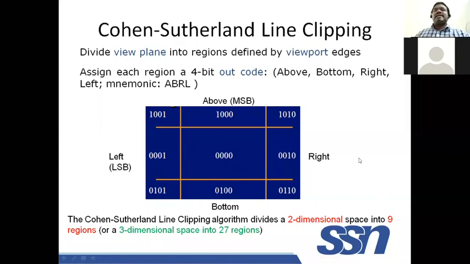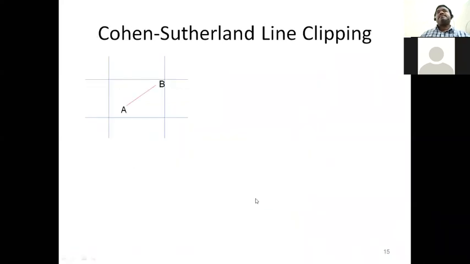So, in the Cohen-Sutherland line clipping algorithm, it divides the 2-dimensional space into 9 regions. Supposing if you are considering 3D space, it will divide the space into 27 regions. So you have to remember this. In this case, the first bit is known as MSB, most significant bit. The last one is LSB, least significant bit. Okay. Next, let us see how this algorithm works.